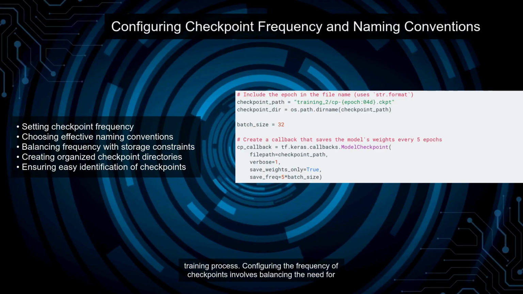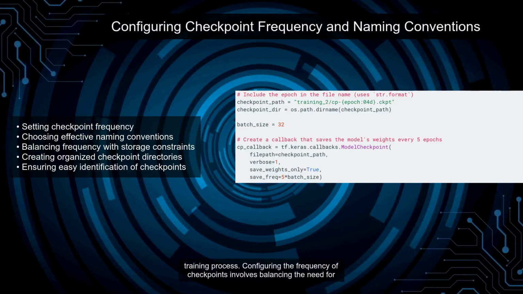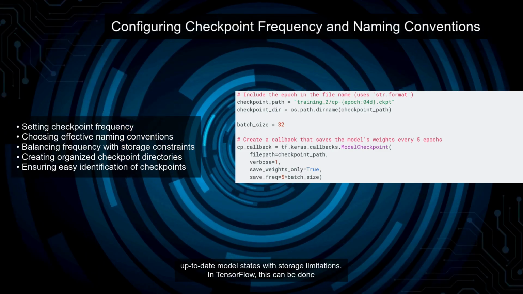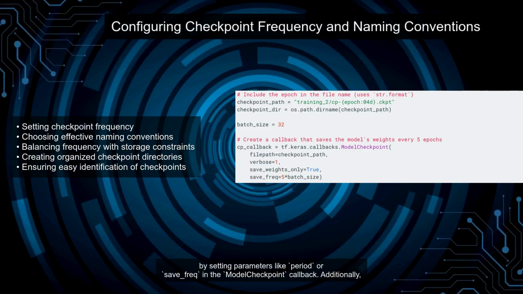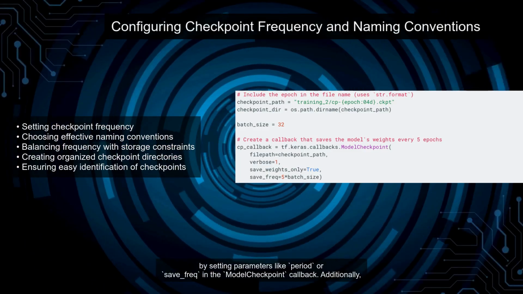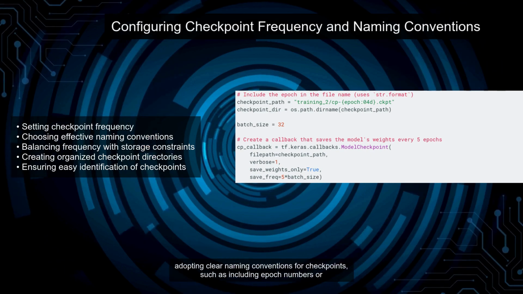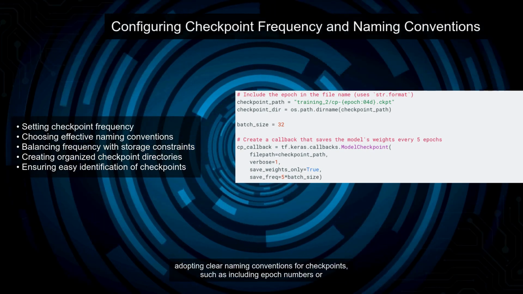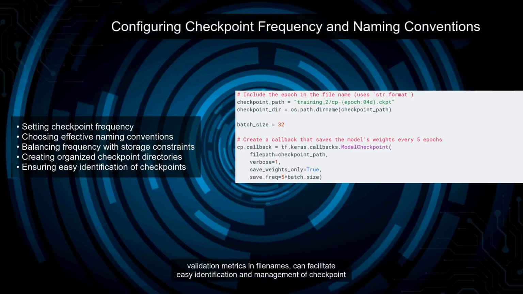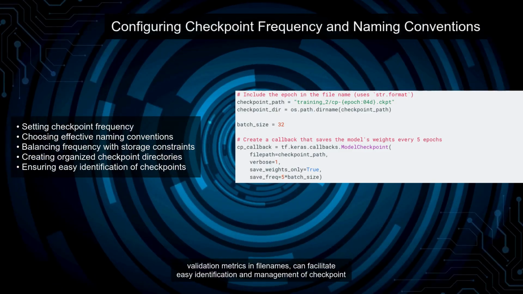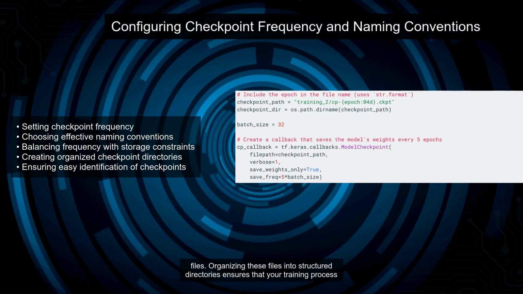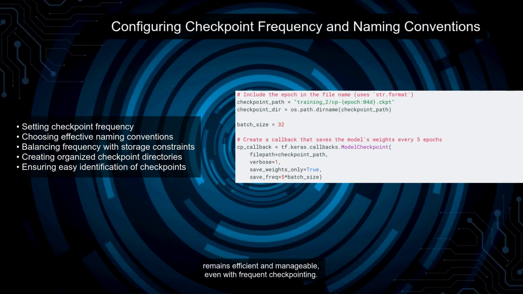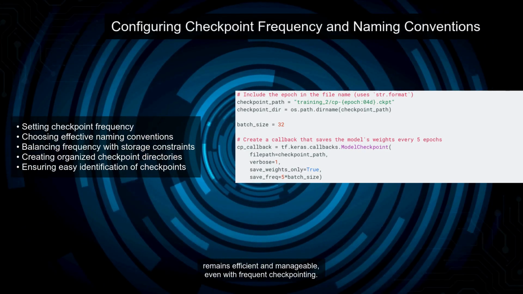Determining how often to save checkpoints is a critical decision in the training process. Configuring the frequency of checkpoints involves balancing the need for up-to-date model states with storage limitations. In TensorFlow, this can be done by setting parameters like period or save_freq in the ModelCheckpoint callback. Additionally, adopting clear naming conventions for checkpoints, such as including epoch numbers or validation metrics in file names, can facilitate easy identification and management of checkpoint files. Organizing these files into structured directories ensures that your training process remains efficient and manageable, even with frequent checkpointing.